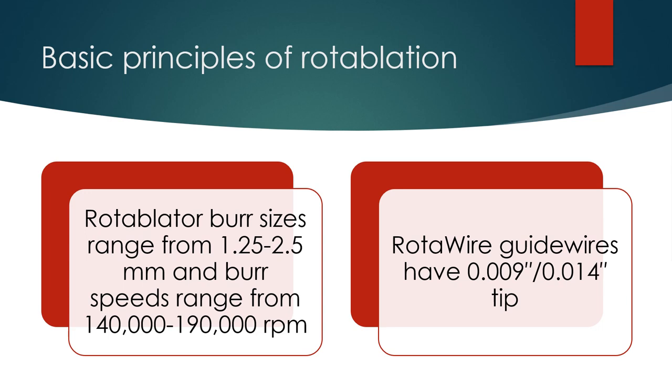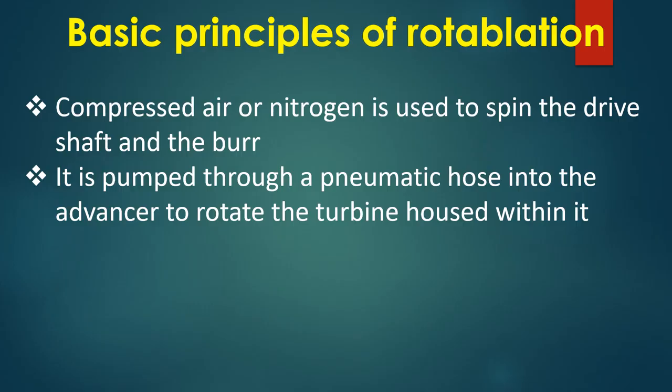Rotablator burr sizes range from 1.5 to 2.5 mm and burr speeds range from 140,000 to 190,000 rpm. Rotawire guide wires have 0.009 inch and 0.014 inch tip. Compressed air or nitrogen is used to spin the drive shaft and the burr. It is pumped through a pneumatic hose into the advancer to rotate the turbine housed within it.